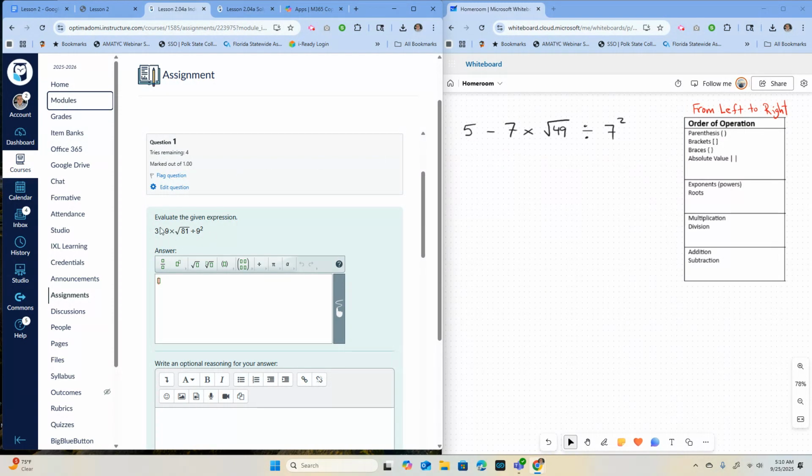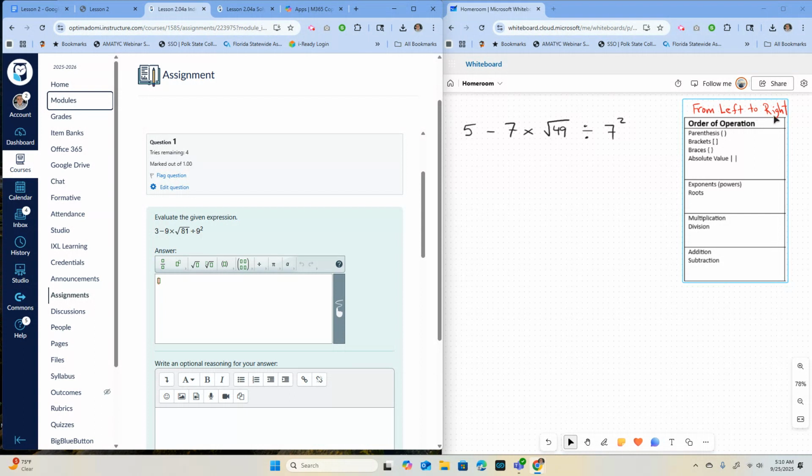So look at problem number one. I changed the numbers, but it's very similar. When I see order of operation, I see a checklist. First, do I have any parentheses, brackets, braces, or absolute value, which are these bars? No. So I go to the next one. Do I have any exponents or roots? Yes, I do.